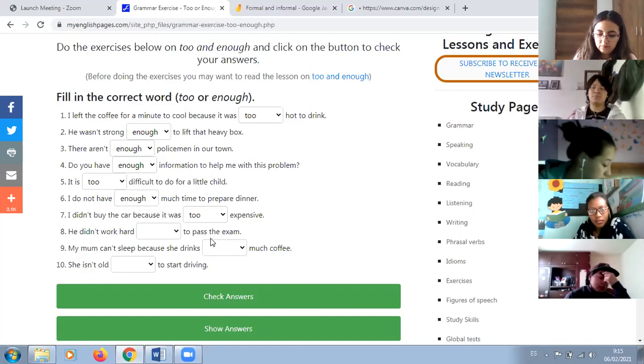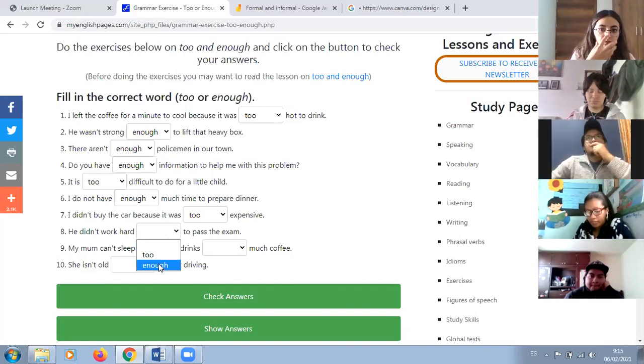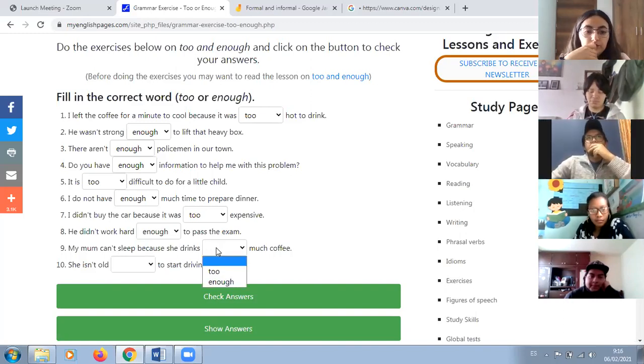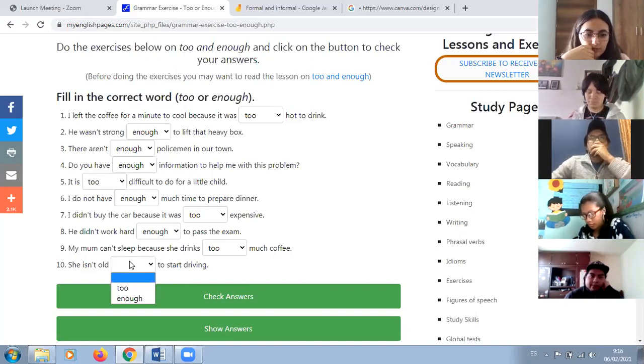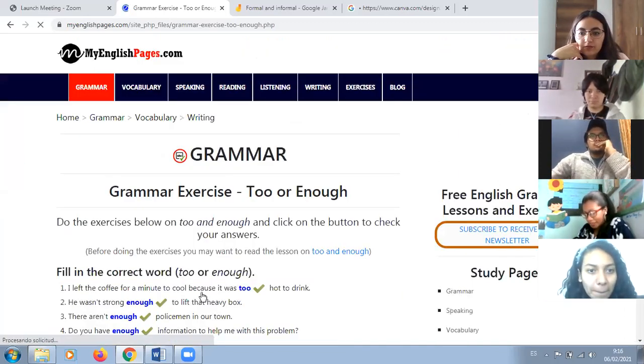Tienen que encontrarle un poquito el sentido. Number 8. Enough. Exactly. Number 9. Too. Yeah. Oh my God, you're fast like this. So I think the last class was clear. And number 10. Enough. Thank you.